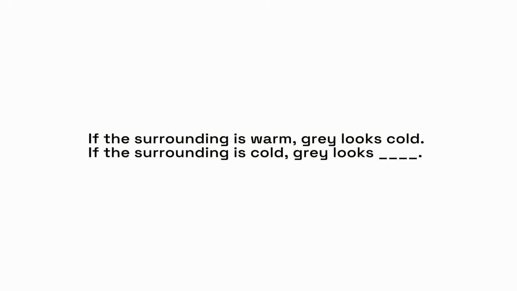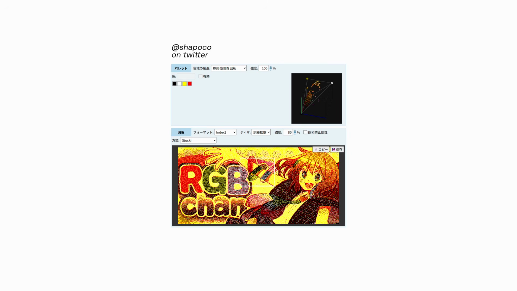If the surrounding is cold, gray looks warm. So why does this look green? If we blur it, it looks like gray surrounded by yellow, a warm color. As you desaturate yellow, it becomes colder, so we think it looks green.